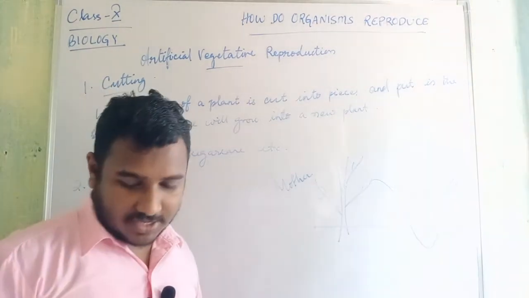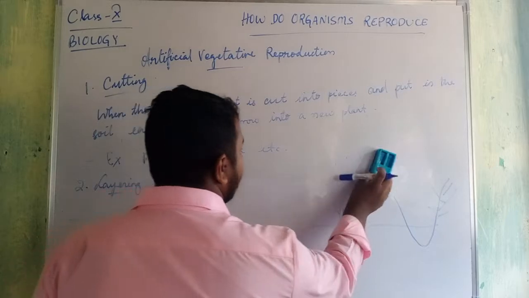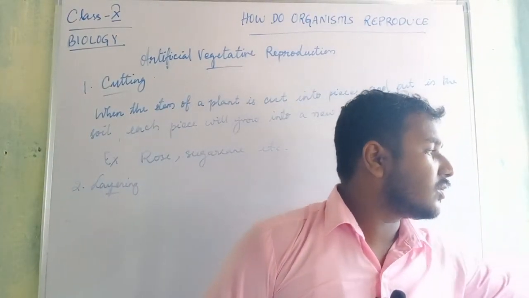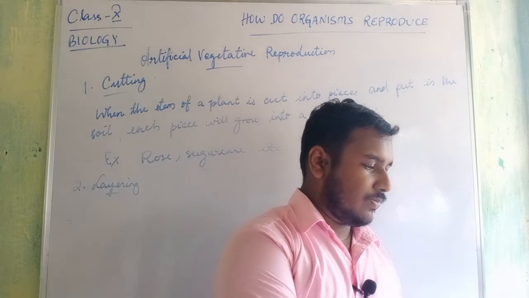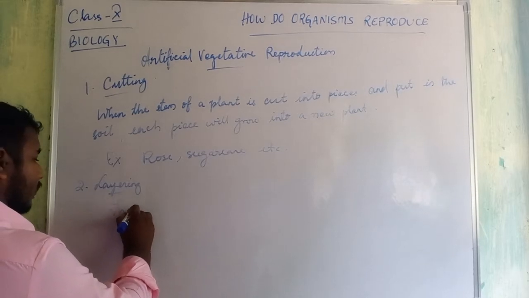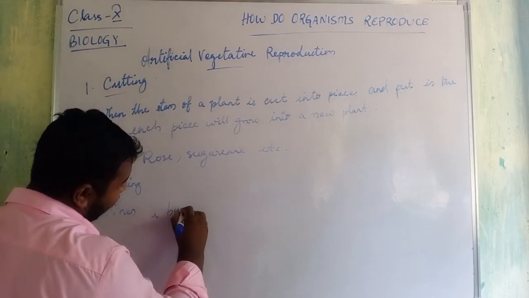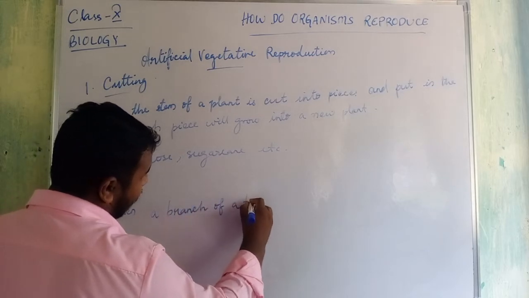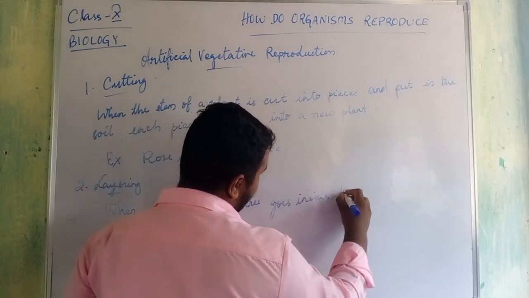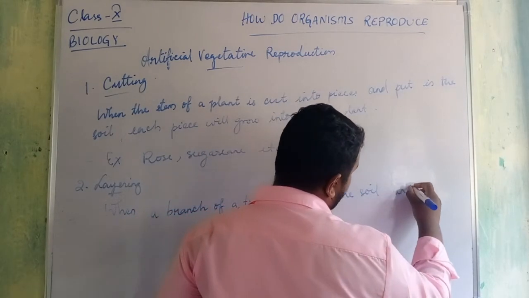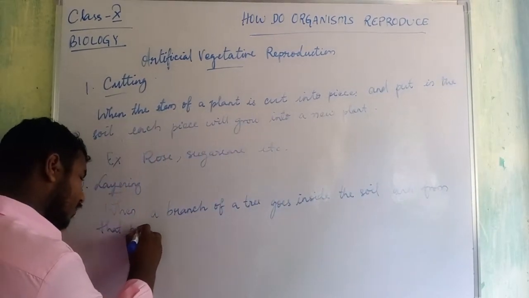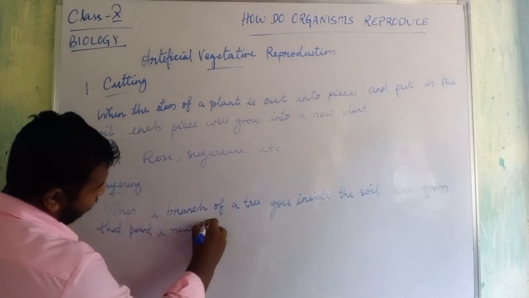What is this one called? Layering. So you will write this down: when a branch of a tree goes inside the soil and from that point a new tree comes out.